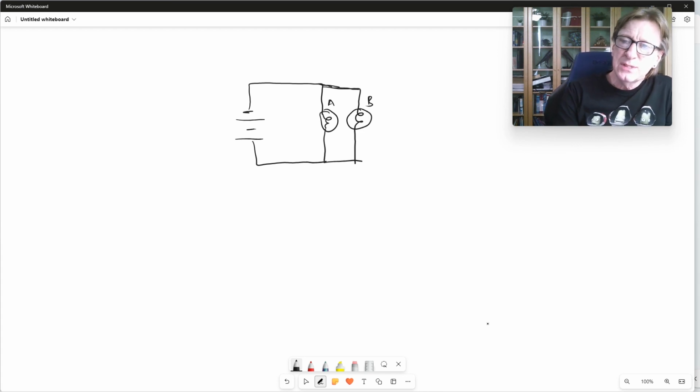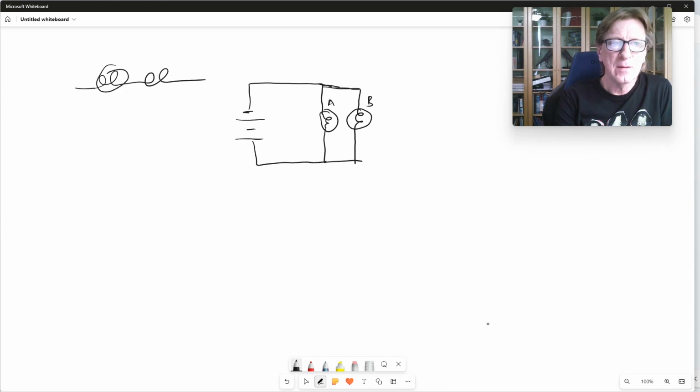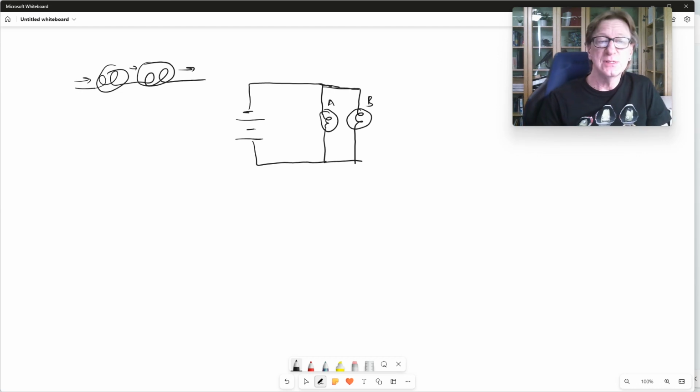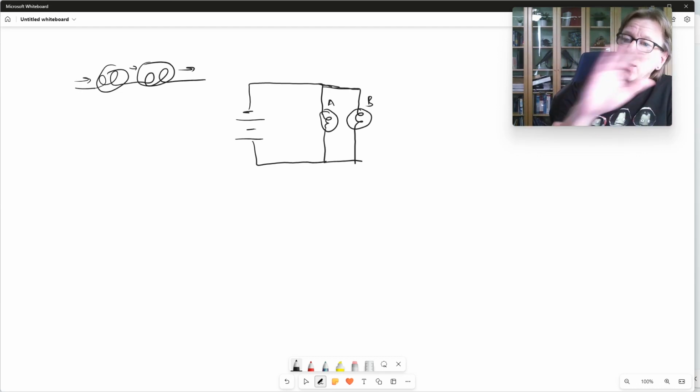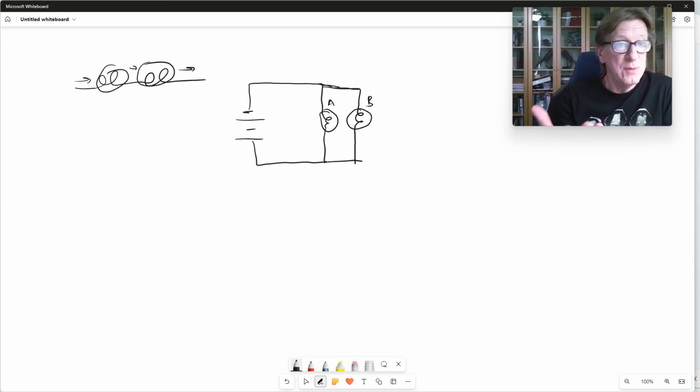So when they were in series, and I'll just draw that right quick over here, all the current that came into this bulb went into this bulb, and all of it came out. That's the definition of being in series. If all the current goes in and all the current comes out of the same spot, then we say that they're in series.